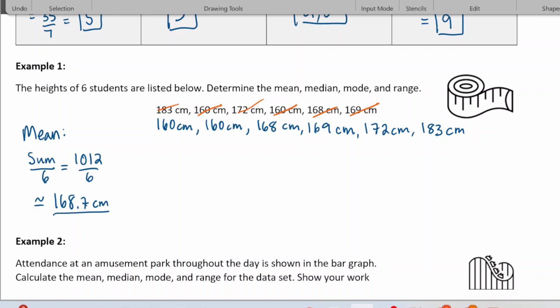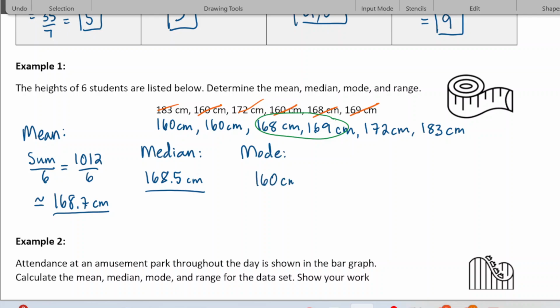Okay. The median is just the middle 2 numbers. So when I do the median, here are the middle 2 numbers. So there's 2 of them in this case. So we're going to do the average of those 2. So it's the number between 168 and 169. So it'd be halfway, 168.5. The mode is the most common, and that's 160. That one came up twice.